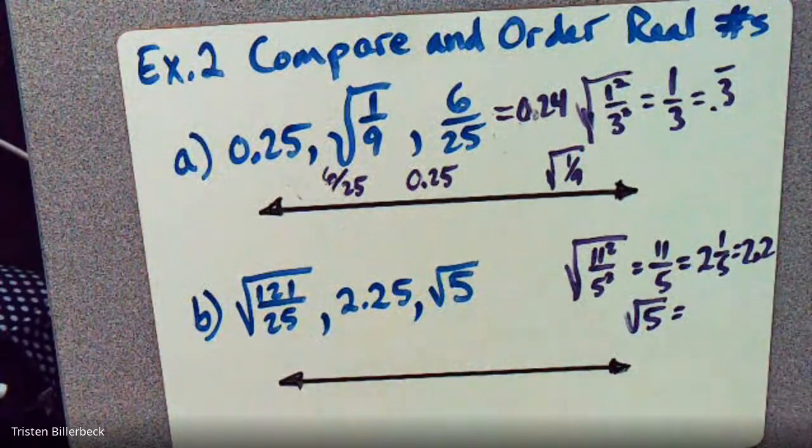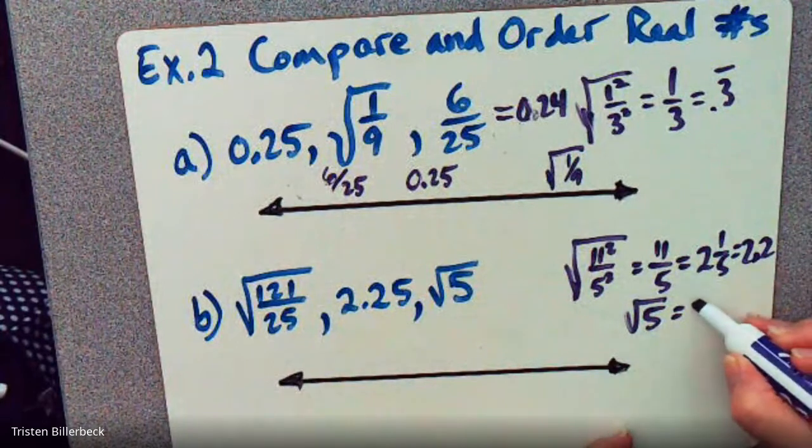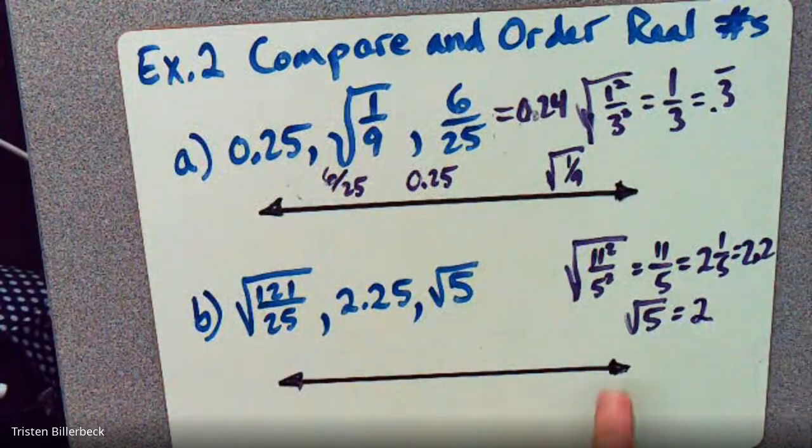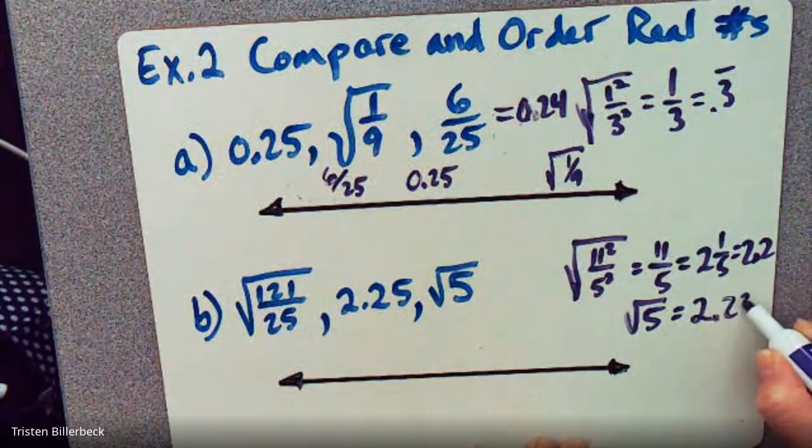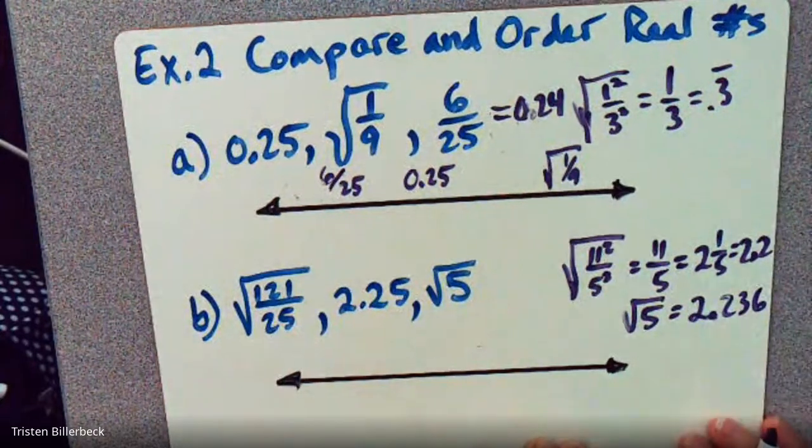So if you can estimate it, it's going to be a little bigger than 2, because the square root of 4 is 2. But because we're really close in here to 2.2, we probably want to use a calculator on that one, just to make sure we're doing it right. Okay, so when we do that on a calculator, and good thing we did, it is 2.236.